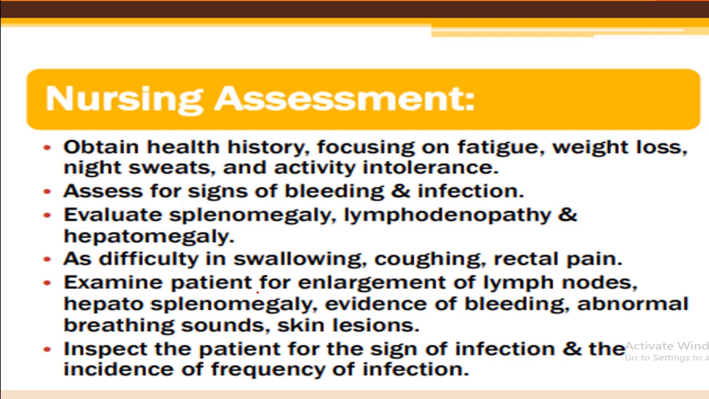Because of thrombocytopenia and neutropenia. Evaluate if there is also enlargement of the spleen, the lymph nodes, and the liver. Check if there is a difficulty in swallowing, presence of coughing, and rectal pain. Examine also the patients if nagkaroon na ng enlargement of the lymph nodes, if there is hepatosplenomegaly. There is evidence of bleeding, abnormal breathing sounds, and skin lesion because this may be a complication of a leukemia already.